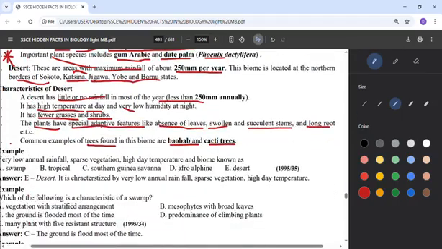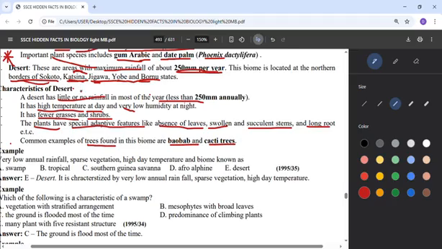These are areas with maximum rainfall of about 250 mm per year. And the location, we can find deserts in the border of Sokoto, Katsina, Jigawa, Yobe, and Borno states. Now, what are the characteristics of desert? Once we hear desert, what will come to your mind?